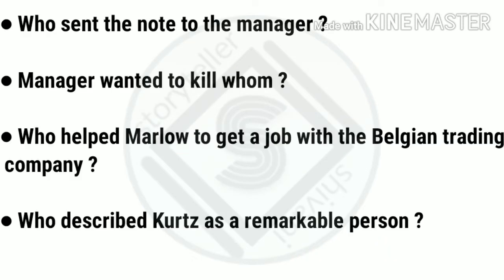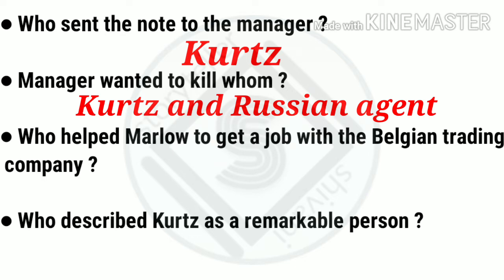Next, who sent the note to the manager? So the answer is Kurtz. Next question, manager wanted to kill whom? So he wanted to kill Kurtz and the Russian agent. Next, who helped Marlow to get a job with the Belgian trading company? So the answer is his aunt.